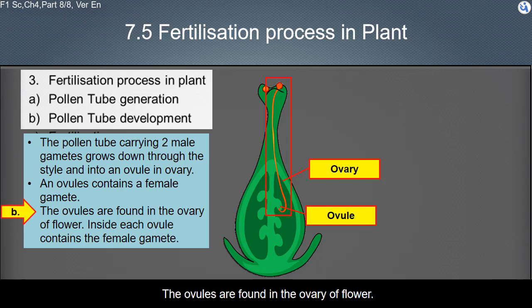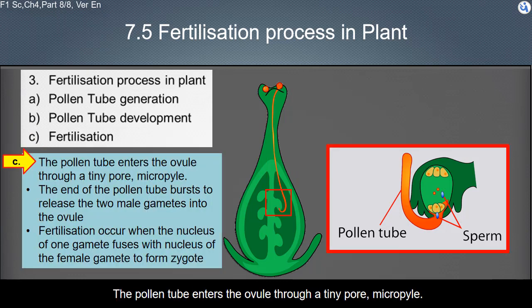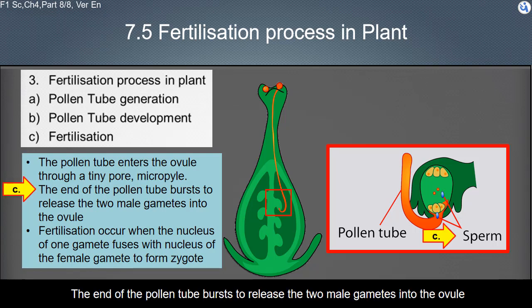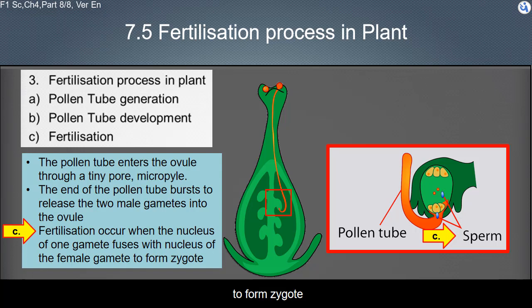The ovules are found in the ovary of the flower, and inside each ovule is the female gamete. The third stage is fertilization. The pollen tube enters the ovule through a tiny pore, the micropyle. The end of the pollen tube bursts to release the 2 male gametes into the ovule. Fertilization occurs when the nucleus of one male gamete fuses with the nucleus of the female gamete to form a zygote.